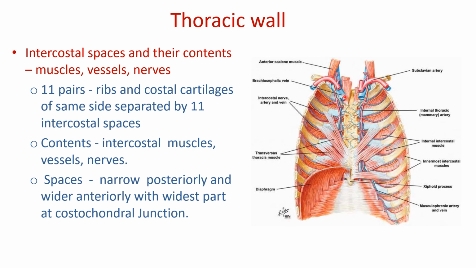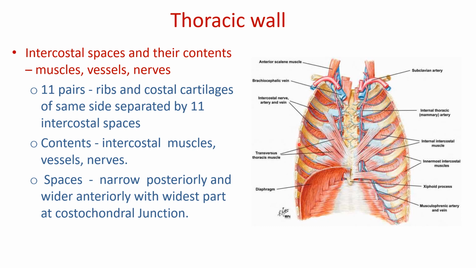And this is the posterior aspect of the sternum. And this is the diaphragm. And you are seeing the muscles attached to it. Then you are seeing the vessels and nerves also. There are 11 pairs of intercostal spaces. So the ribs and costal cartilages of the same side are separated by 11 intercostal spaces.